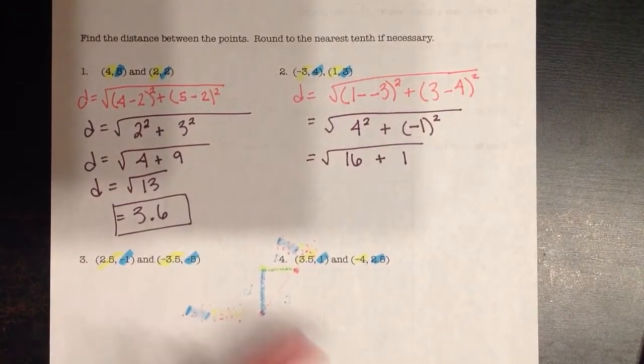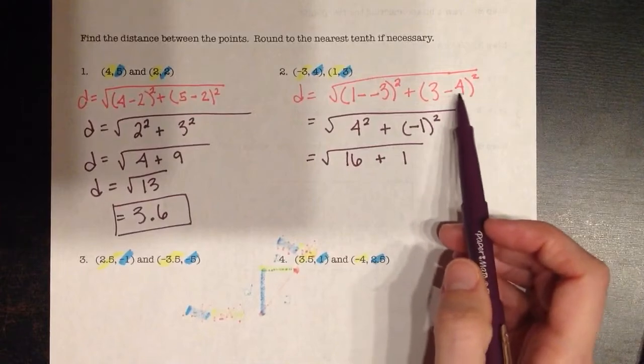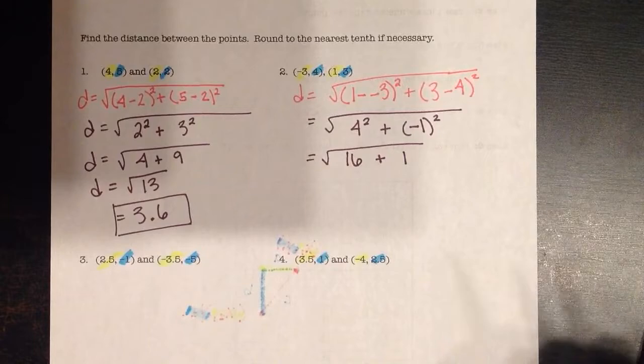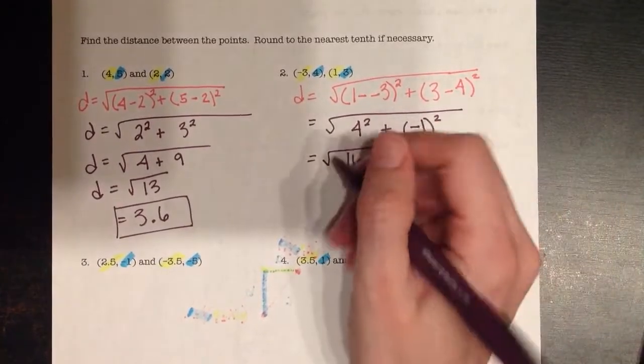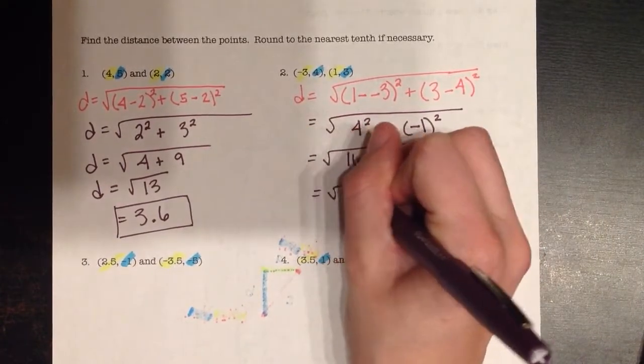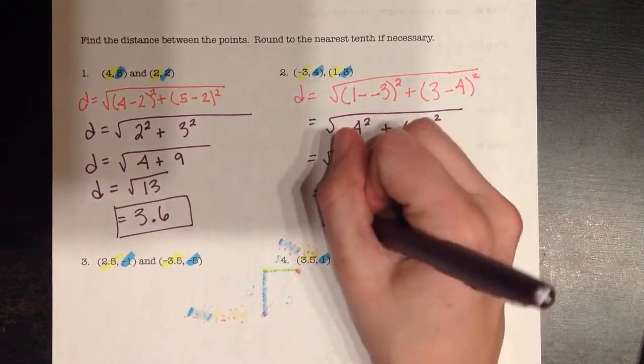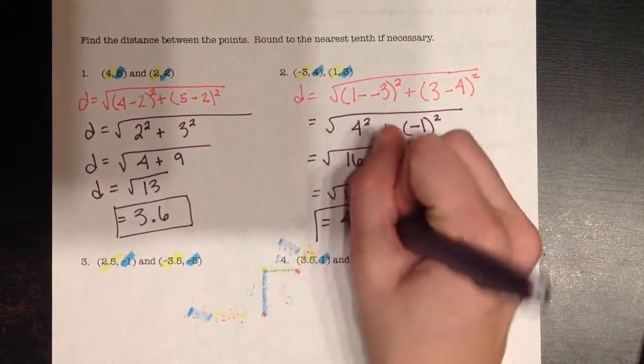Now remember, the reason that the order doesn't really matter which way we do it is because if I had flipped this around, 4 minus 3 is 1, 1 squared is still going to give me 1. That squaring cancels it out. So we get the square root of 17, which is about 4.1.